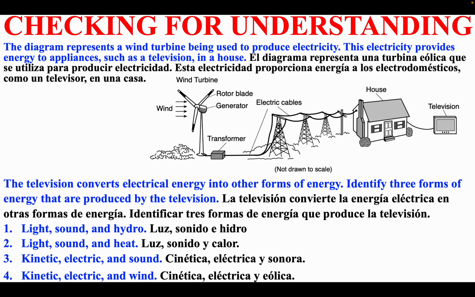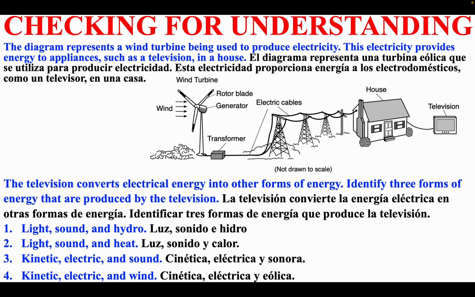This electricity provides energy to appliances such as a television in a house. The television converts electrical energy into other forms of energy. Identify 3 forms of energy that are produced by the television. 1. Light, sound, and hydro. 2. Light, sound, and heat. 3. Kinetic, electric, and sound. 4. Kinetic, electric, and wind.